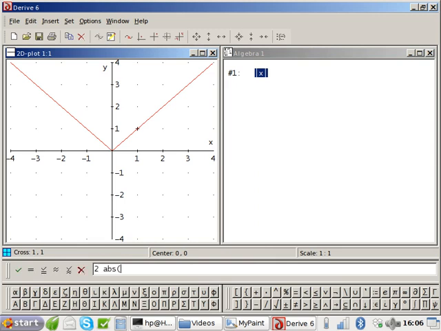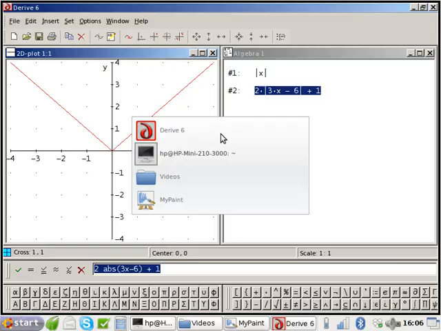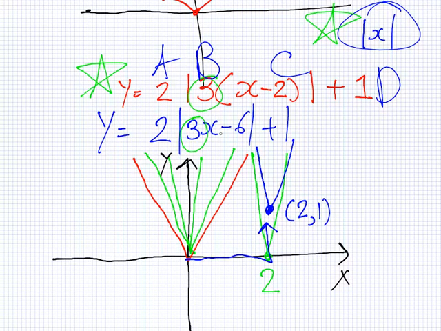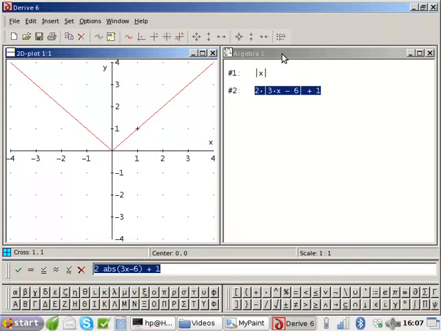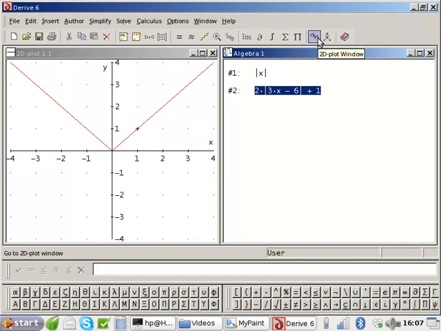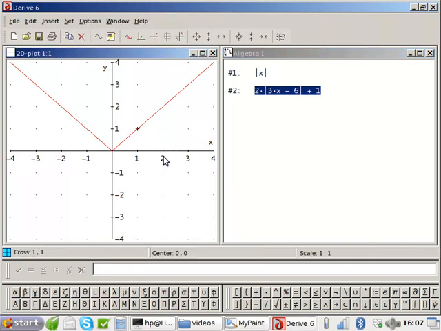2 absolute of 3x minus 6 plus 1. Like that. Yes. So I am expecting this graph to be to the right, up, still skinnier, and the minimum is at 2, 1. Let's see what we get. So I'm expecting the bottom to be here. Bam. Yeah. So that is how we do it.